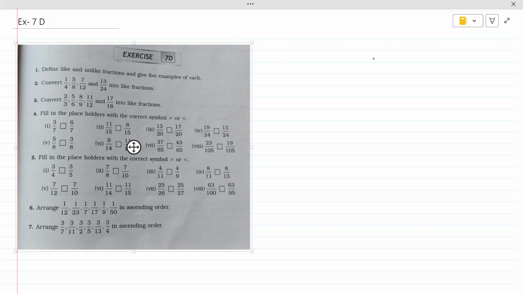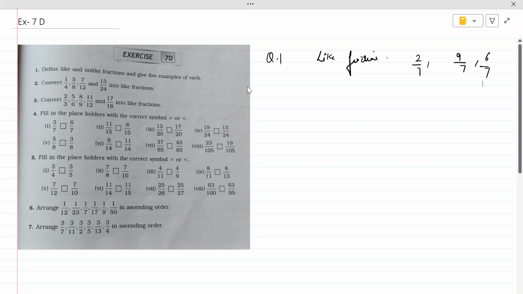So we know what are like fractions and what are unlike fractions. Question number 1. Like fractions are the fractions which have same denominators, like 2 by 7, 9 by 7, 6 by 7. All of them have common denominator, so they are called like fractions.